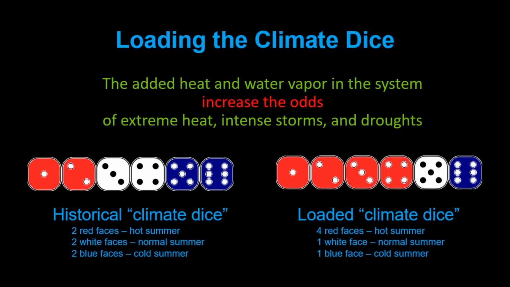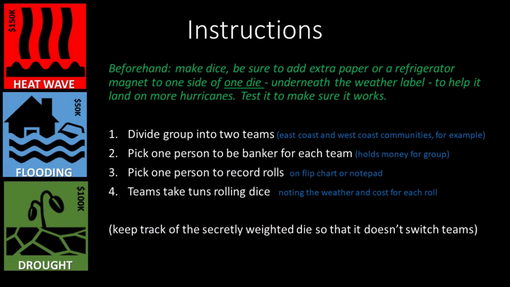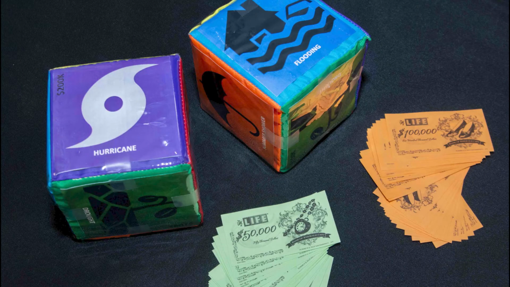This is a fun game to try if you're leading a discussion or activity. It's called the loaded climate dice game. What you do is you break the room into 2 groups and use a chart to record the rolls of dice. Each team takes a turn rolling their dice. We've taped different impacts on each side, little images of hurricanes and whatnot, and then we've also added the relative cost to the community to each of those.